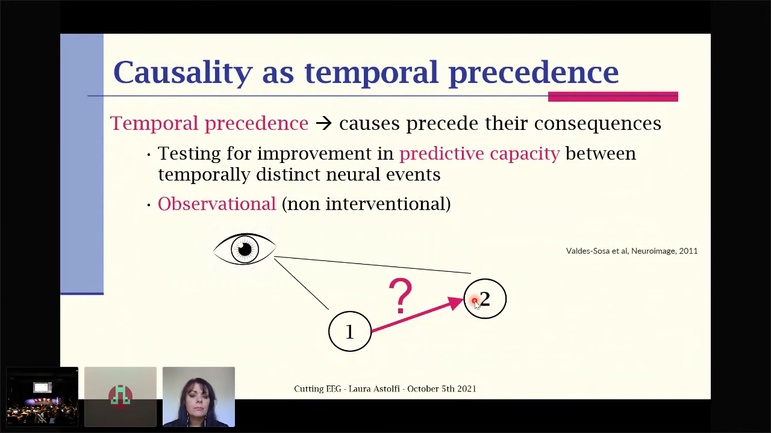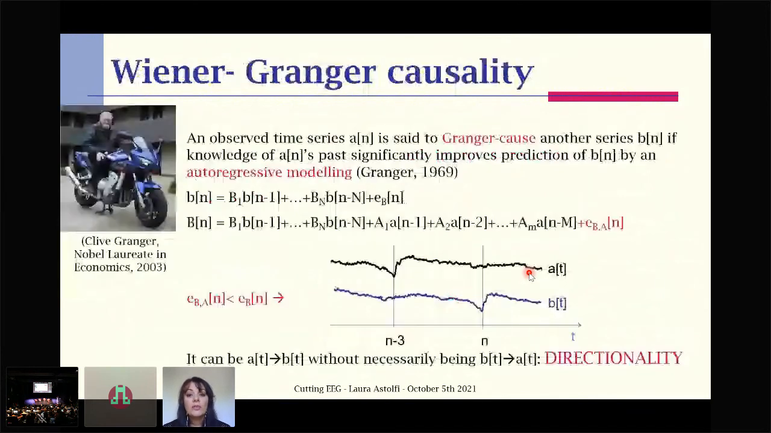brain regions. In particular, this is tested or can be tested by looking for any improvement in the predictive capacity between neural events. What does this mean? Let's imagine to have two time series. This definition was introduced by Wiener in 1956, and later Granger added a specific model, which is a very simple one, a linear autoregressive model.